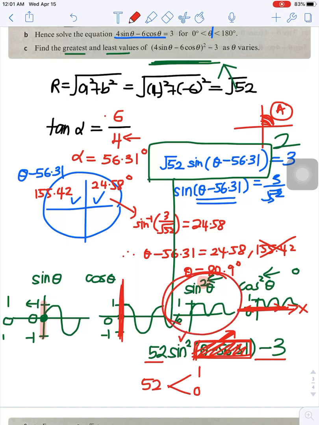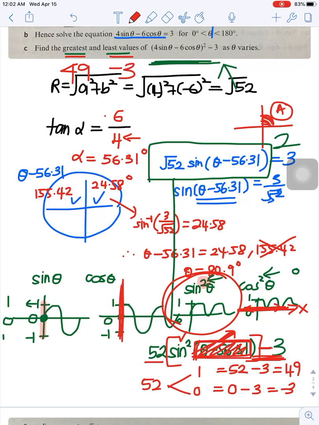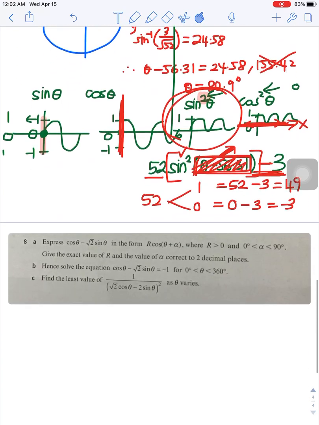So multiply 52 times 1, it's 52. 52 times 0 is 0. Then you have minus 3 and minus 3. You just add the minus 3 here because this part is multiplication. This is a minus. So what will I get? 49 and minus 3. So the greatest value here is 49 and the smallest value here is negative 3. Okay, you digest the information. Let's try another one using the shortcut I taught you.